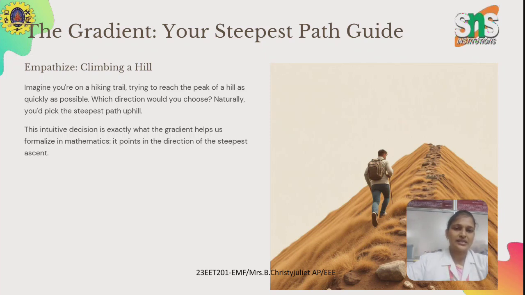Okay, first let's think about how we would climb a hill. Imagine you are on a hiking trail, trying to reach the peak of the hill as quickly as possible. If you want to do so, which direction would you choose? Of course we will choose the steepest path, because through that we can easily reach the top. This intuitive decision is exactly what the gradient helps us formalize in mathematics, because the gradient points in the direction of the steepest ascent.